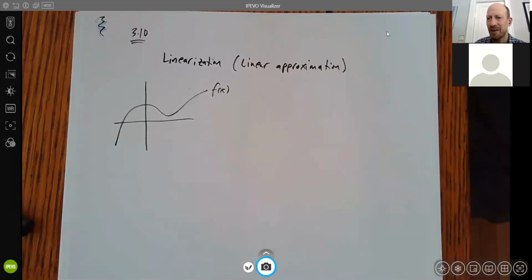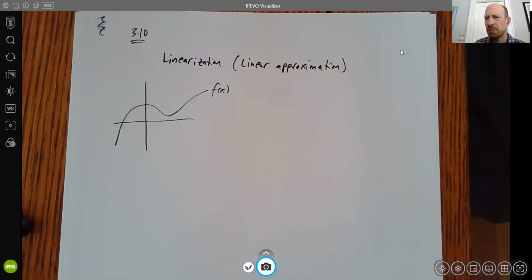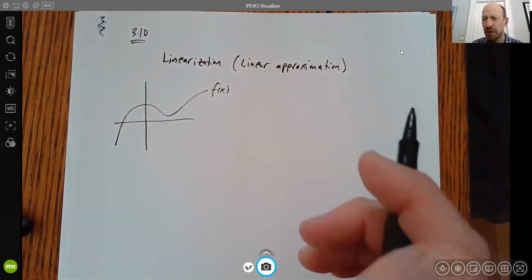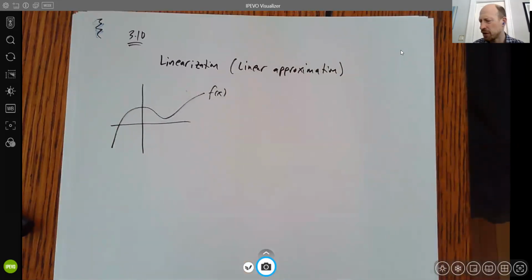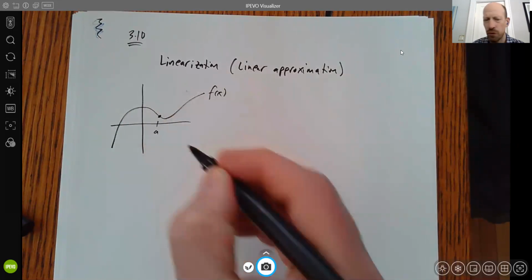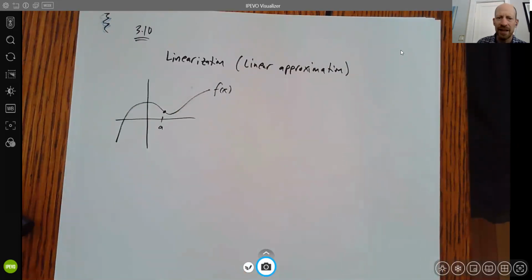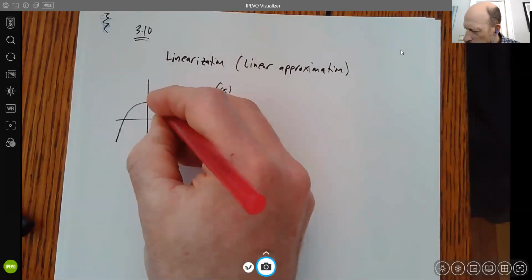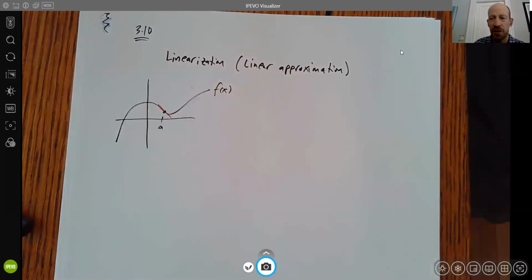So our linearization idea is that the function here could be very complicated. You know, this looks kind of like a polynomial, but it could involve some very complicated calculations. And so the idea of a linearization is that if I'm looking at some point, say A, I can approximate the function near A with a line. And the best line, or the best approximation, it turns out to be the tangent line.